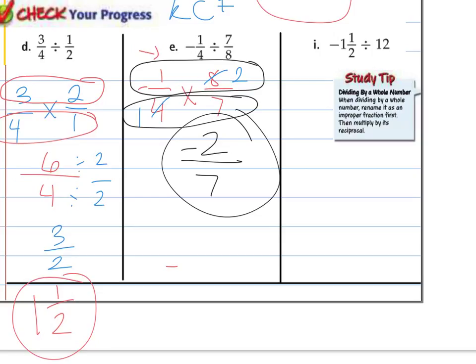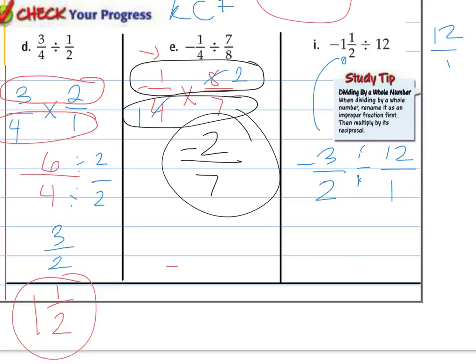Looking to the last one, I remember when dividing by a whole number, we need to put the whole number as an improper fraction, so as 12 over 1, which we're also going to do with this one. So 2 times 1 is 2 plus 1, so that's a negative 3 over 2 divided by 12 over 1.